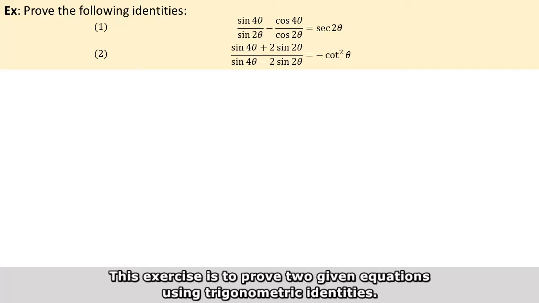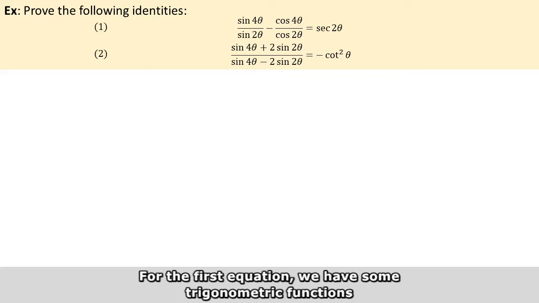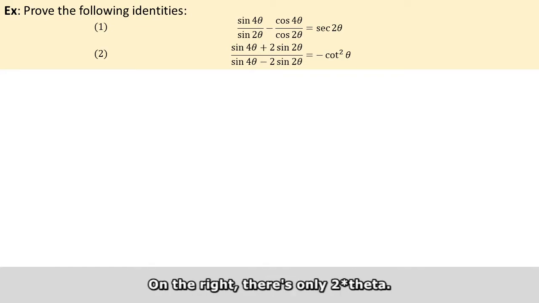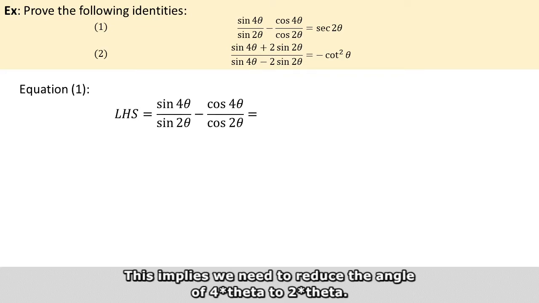This exercise is to prove two given equations using trigonometric identities. For the first equation, we have some trigonometric functions of 2 theta and 4 theta on the left-hand side, and on the right there is only 2 theta. This implies that we need to reduce the angle of 4 theta to 2 theta.